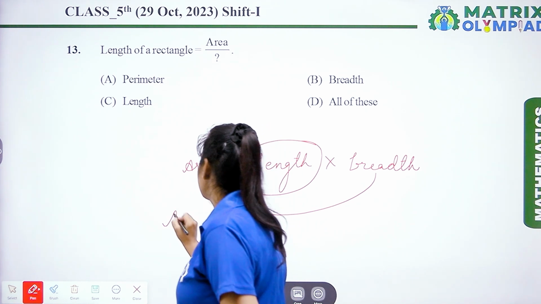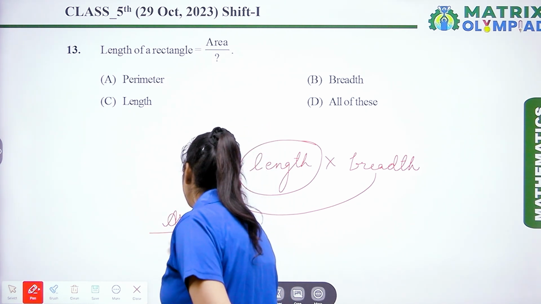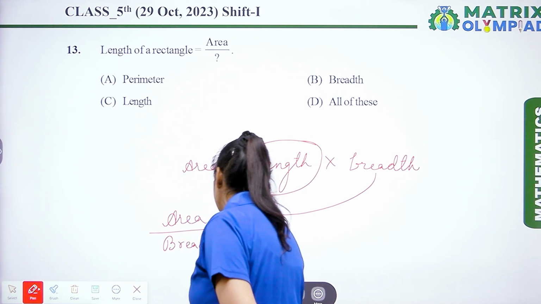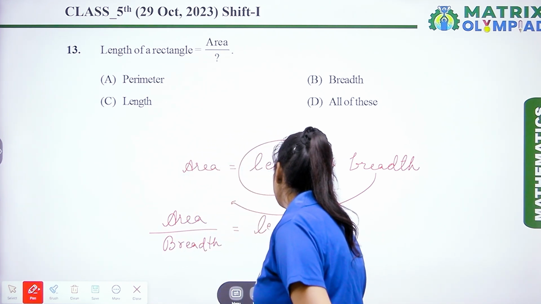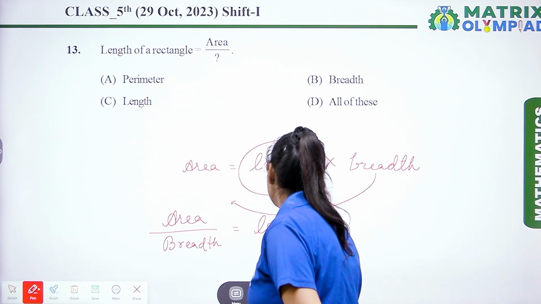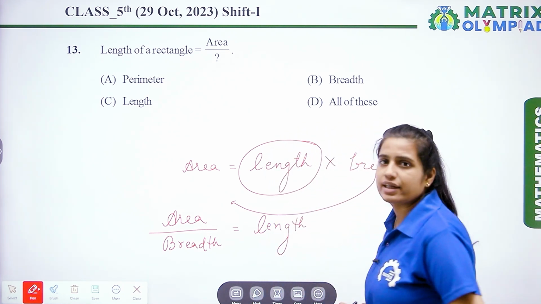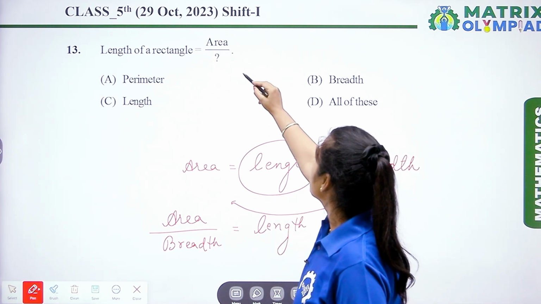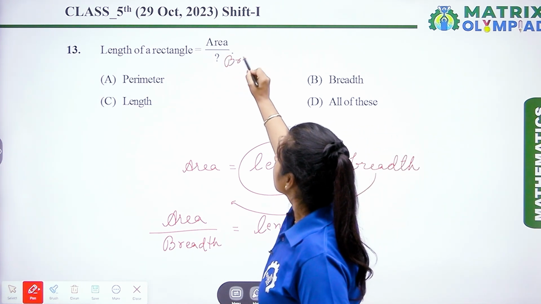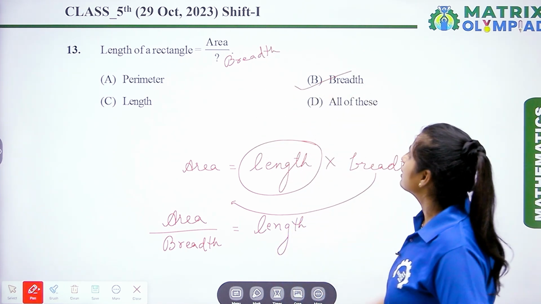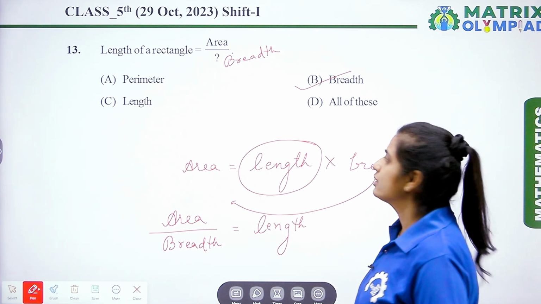So area upon breadth is equal to the length of a rectangle. So here we have to place the breadth. So option B is the correct answer.